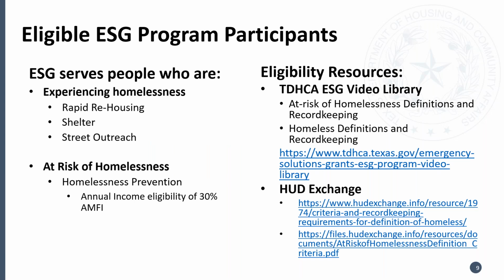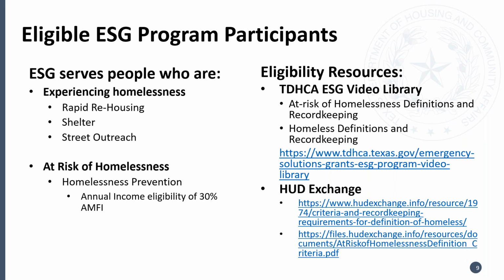Next, Rosie will review some of the processes for determining client and unit eligibility. Thank you, Timur. The ESG program serves clients who are experiencing homelessness or are at risk of homelessness. People experiencing homelessness may be eligible for rapid rehousing, emergency shelter, and street outreach. People at risk of experiencing homelessness may be eligible under homeless prevention. Those who are being evaluated for homeless prevention eligibility must also have an annual income that is within 30% of the area median family income.